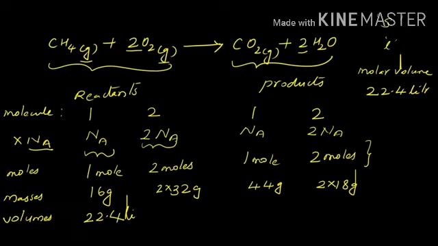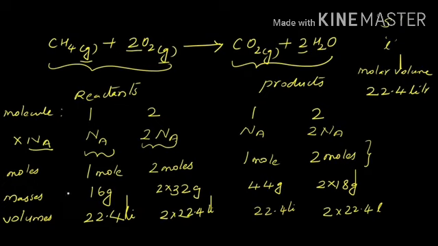Volume of 1 mole of any substance occupies a volume of 22.4 liters. Just look at CH4, only 1 mole, so it occupies a space of 22.4 liters, provided that everything is in STP condition. Then 2O2 contains 2 × 22.4 liters. Carbon dioxide, only 1 mole is present, so it occupies a volume of 22.4 liters. Then 2H2O contains 2 × 22.4 liters of volume.